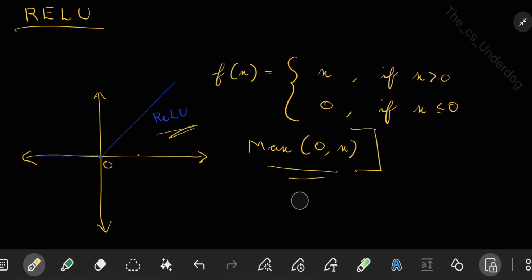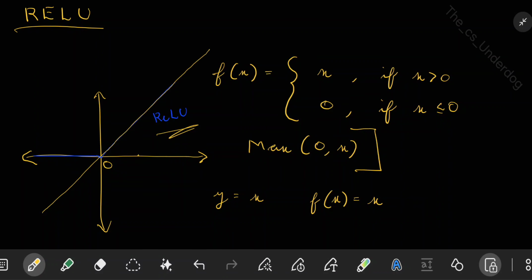Coming to the linear unit part, this function looks very similar to the graph of y equal to x, or you can write f of x equal to x. Both are one and the same. That is a line at 45 degrees. What is the difference between the y equal to x graph, that is this yellow line, and the blue line, which is ReLU? The only difference is in the negative part, this tail is not present. Otherwise, it is the same as the y equal to x line.